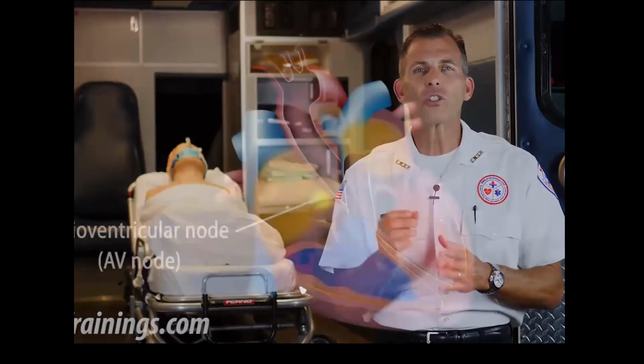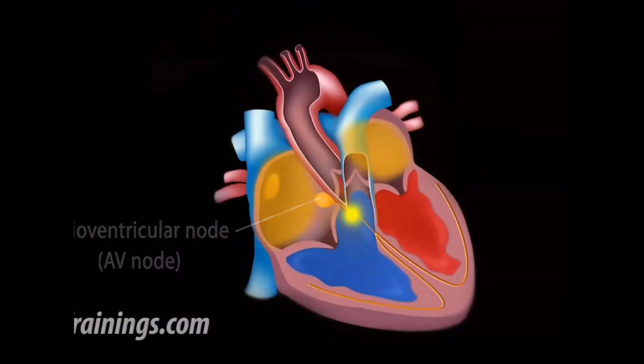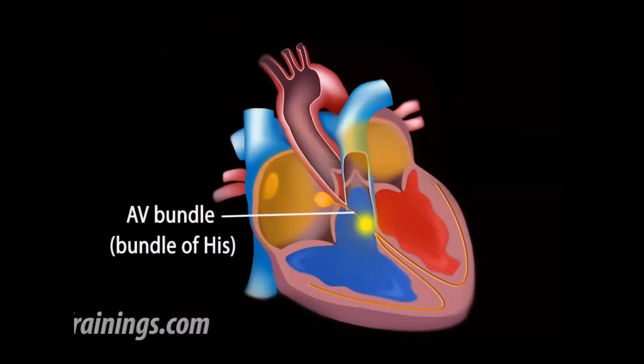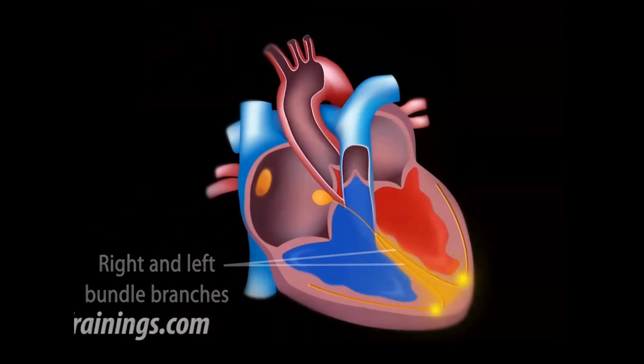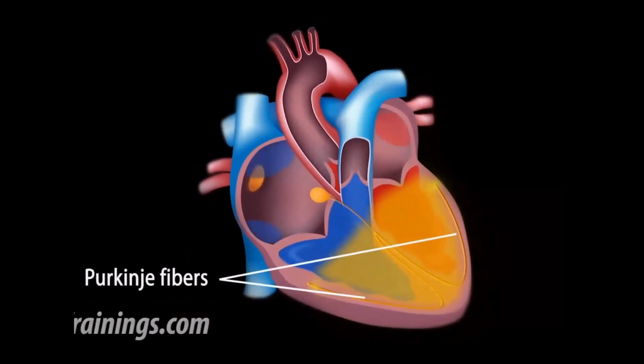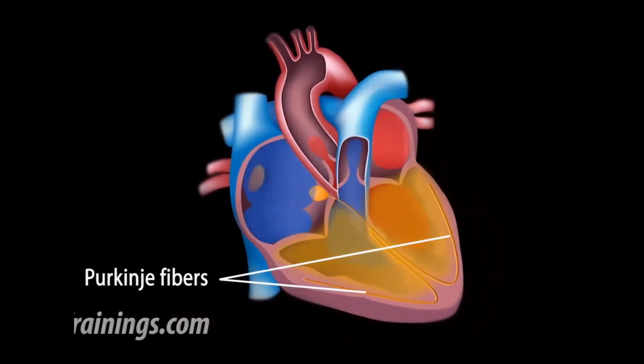The impulse generated from the AV node then travels through the bundle of His, which is the route that the impulse travels to reach the Purkinje fibers, which wrap around those ventricles we talked about earlier.